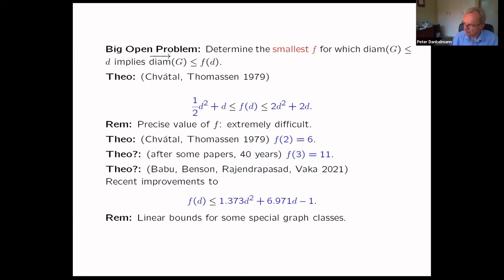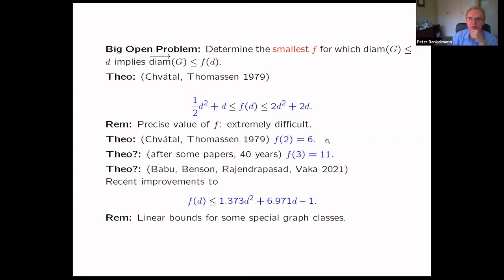But the big problem, and that's really a big problem, is to determine the smallest function f that does the job. In other words, determine the smallest f so that every graph of diameter d has an orientation whose diameter is at most f of d. And Chvátal and Thomassen proved that this f of d is always between about half d squared and 2d squared. To determine the precise value of f, however, is extremely difficult.